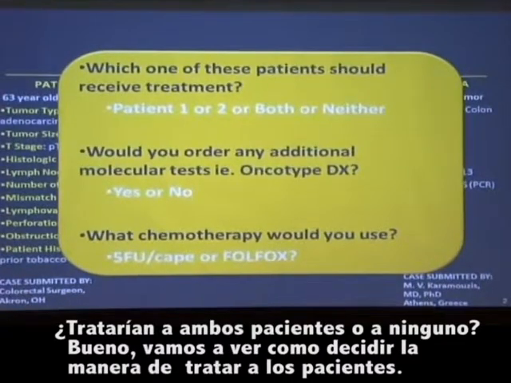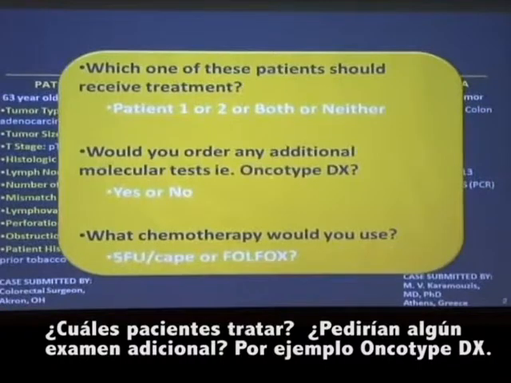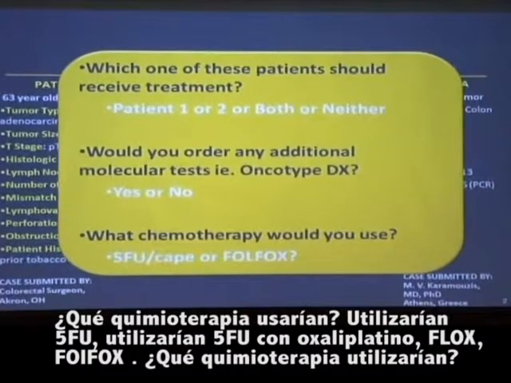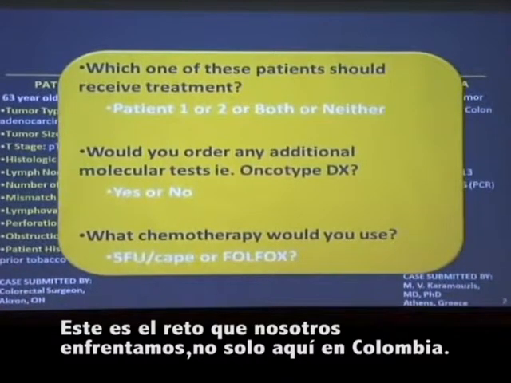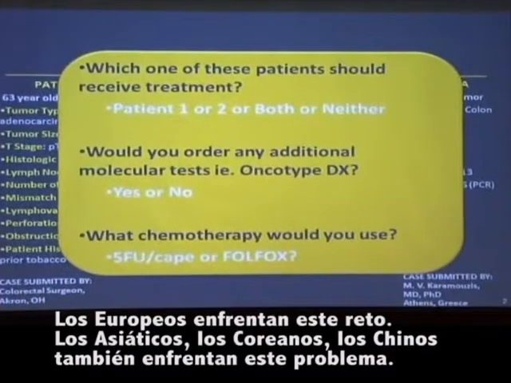We're going to try to go through how we decide how to treat patients, which patients to treat. Would you order any additional testing? For example, Oncotype DX. And what chemotherapy would you use? Would you use 5-FU? Would you use 5-FU and oxaliplatin, FOLFOX or FLOX? What chemotherapy would you use? Okay. This is the challenge that we face not only here in Colombia. We face this challenge in the US. The Europeans face this challenge. The Asians, the Koreans, the Chinese, they face this problem also.